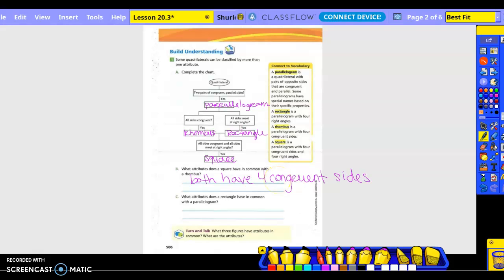What attributes does a rectangle have in common with a parallelogram? They both have 2 pairs of what? Parallel sides. Okay. 2 pairs of parallel sides. And then also the opposite sides are what? Congruent, right?